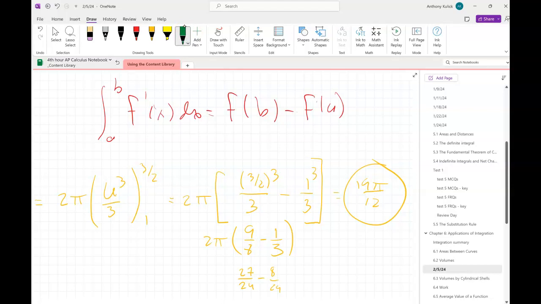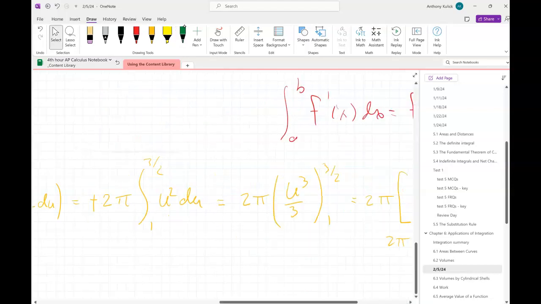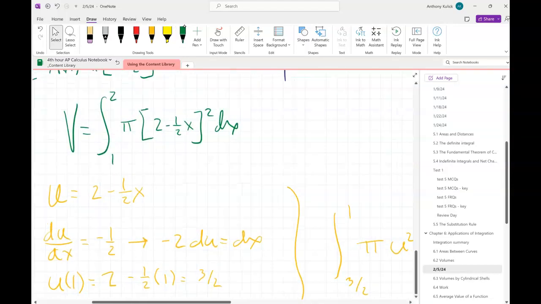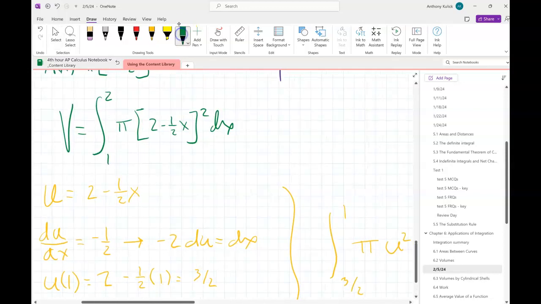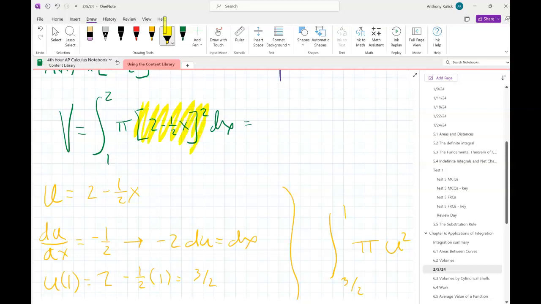Alternatively, if you didn't want to do u sub, this problem is still doable without doing a u substitution. Let's go back and look at the original and see what else we could have done. If you didn't think to do a u sub here, still doable without doing that. What would we have done instead? What could you do with that?